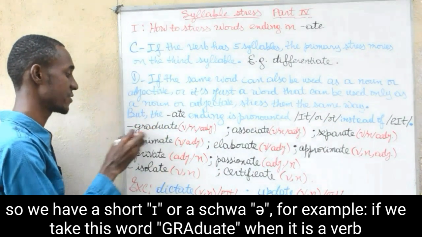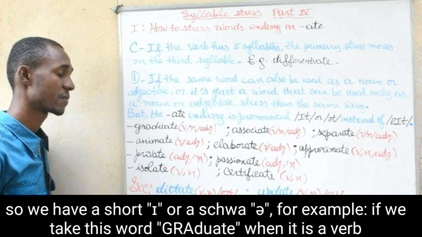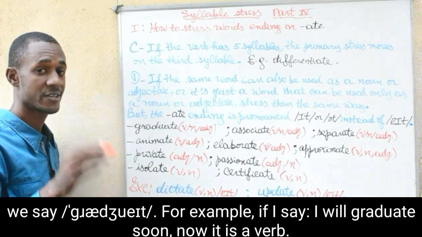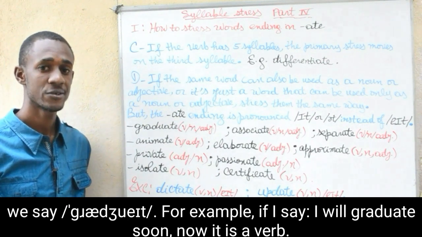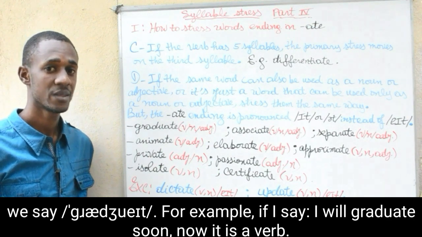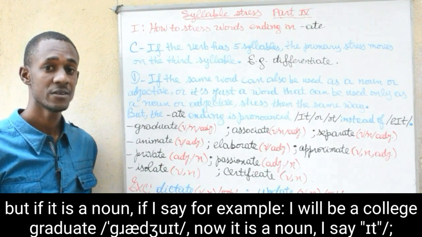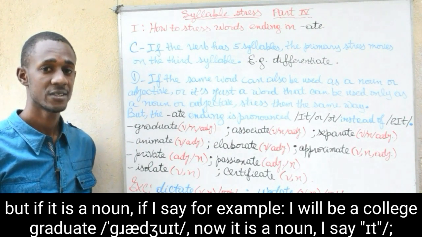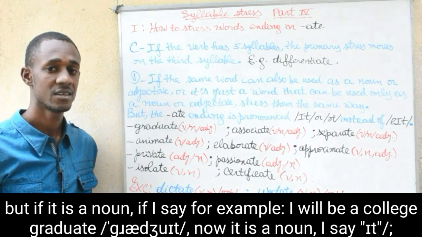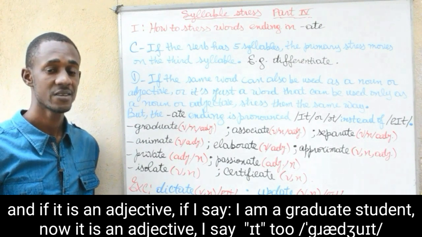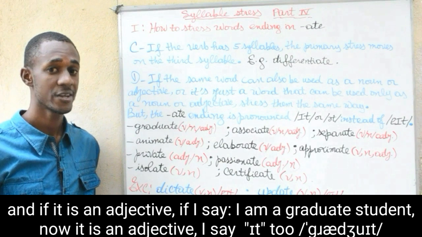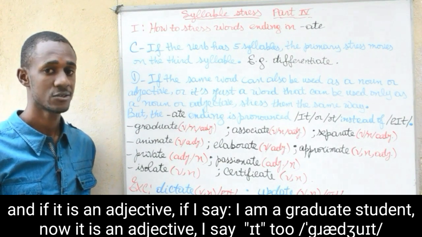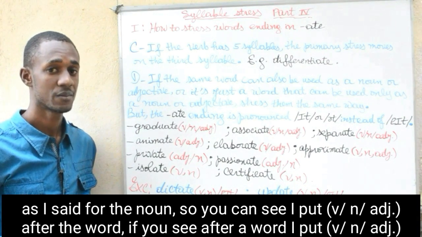For example, if we take this word graduate, when it is a verb, we say graduate with the ate sound. If I say I will graduate soon, now it is a verb. But if it is a noun, if I say, for example, I will be a college graduate, now it is a noun, I say it. And if it is an adjective, if I say I am a graduate student, now it is an adjective, I say it. As I said for the noun.